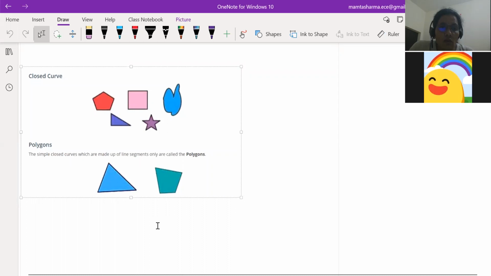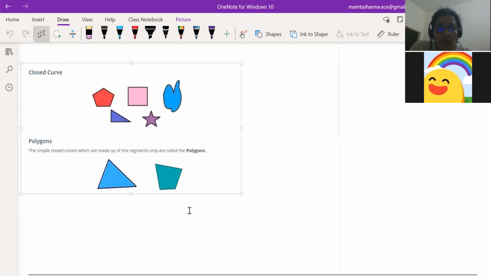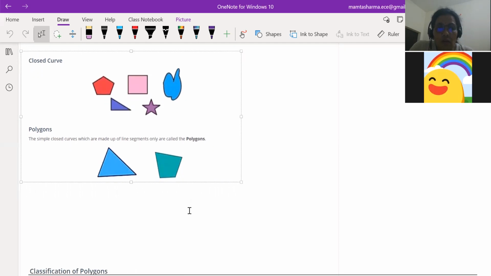So polygon, what is a polygon? A polygon is a closed curve figure, and it doesn't have any curved faces in it. A polygon doesn't have any curve. Only the polygon is made up of line segments. Polygon is made up of many line segments.